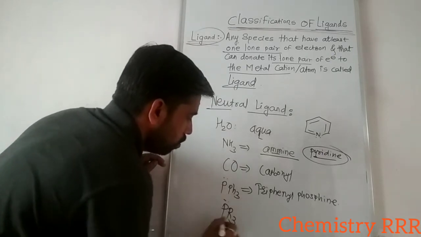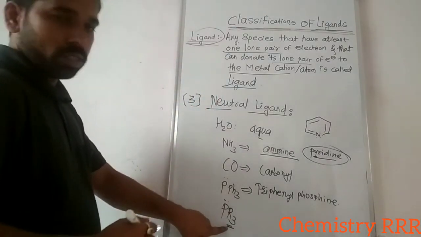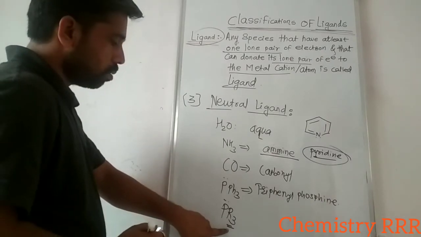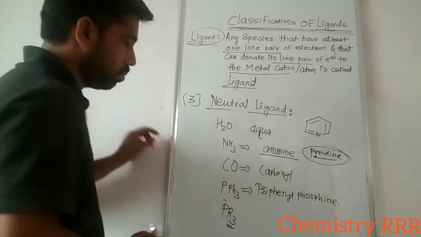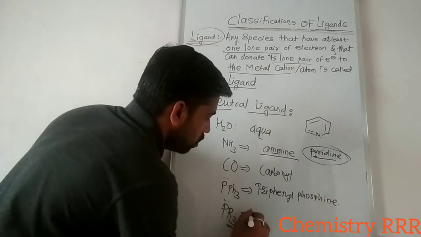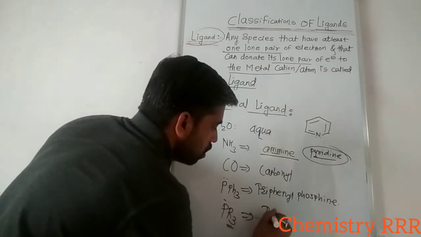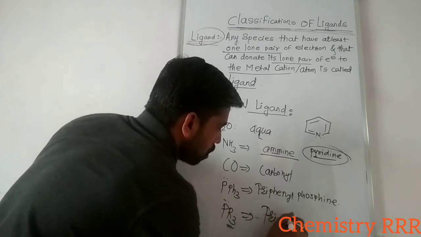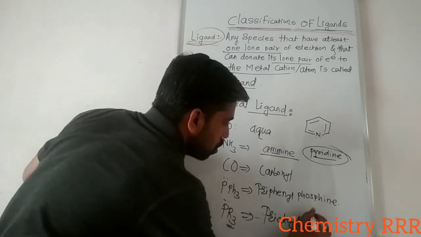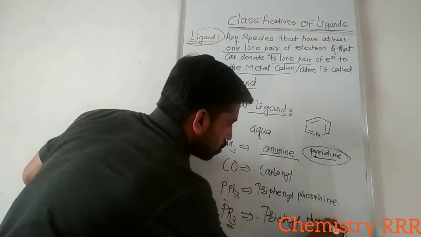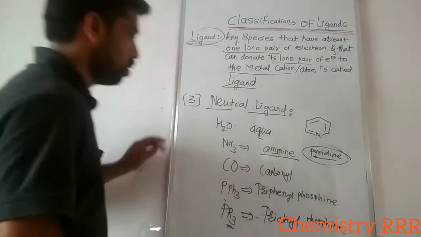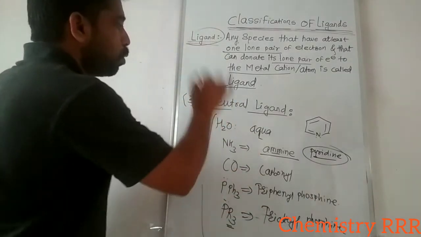PR3. R means any alkyl group, that is methyl, ethyl, propyl. This ligand name is trialkyl phosphine. This is an example of neutral ligands.